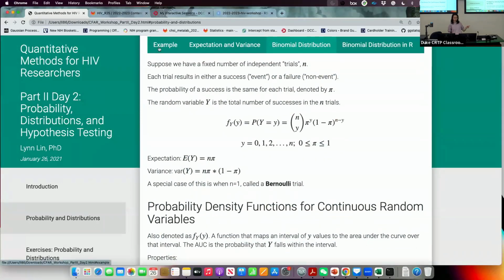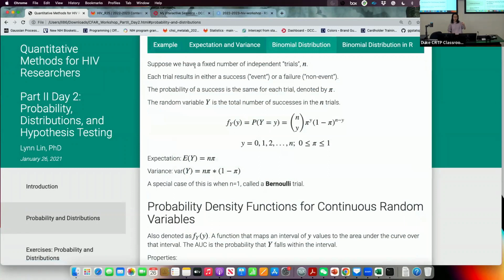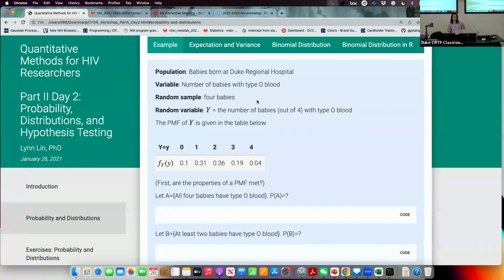No. No? Why not? The probability of success is something for each trial. What's the trial in this example? Okay, so first of all, let's go back, right? Is there a fixed number of independent trials in this example? What's the small n? What's the value of that? 4. Okay.